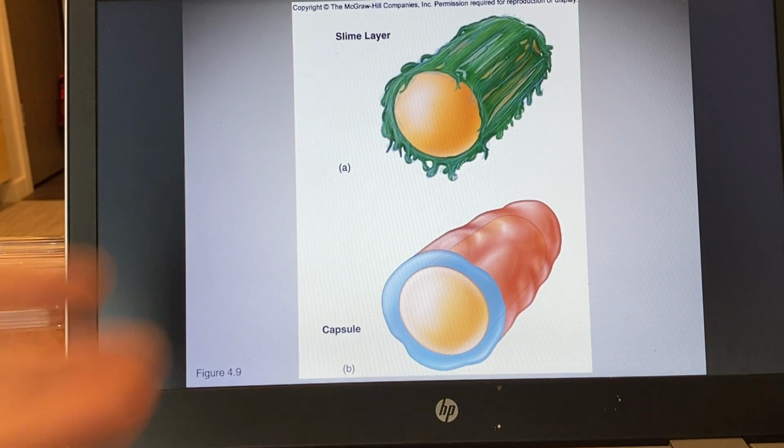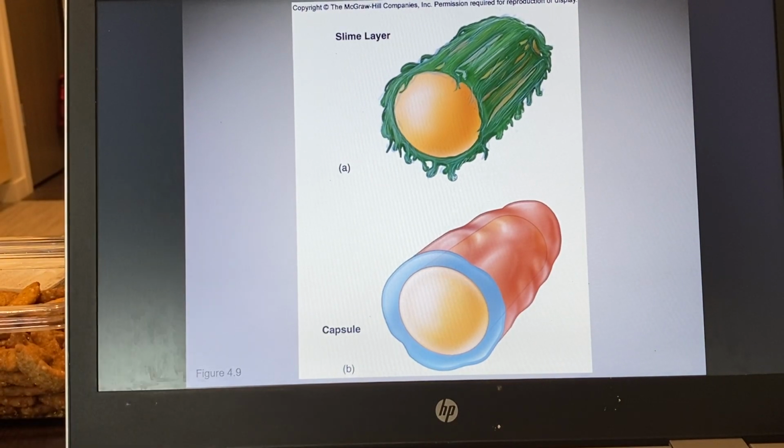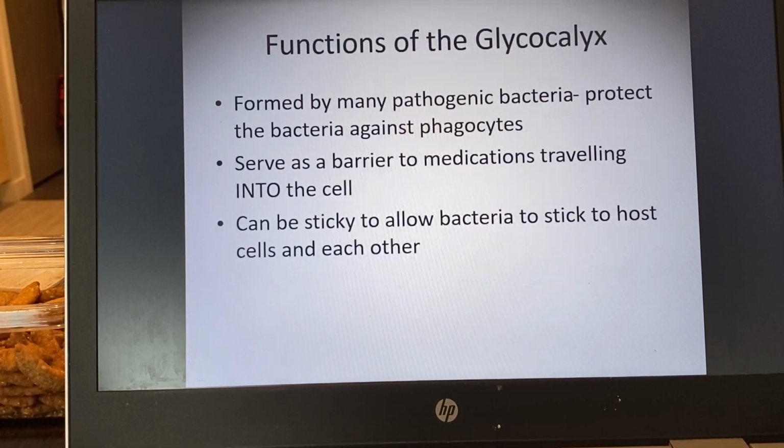Okay, so I don't know what this is. This is a stupid slide. I need to get rid of it. It doesn't really show anything.